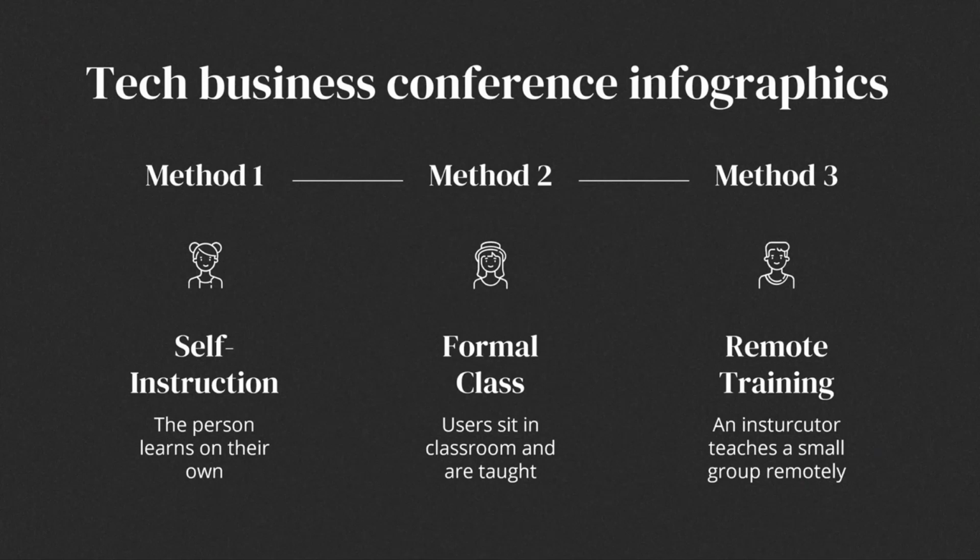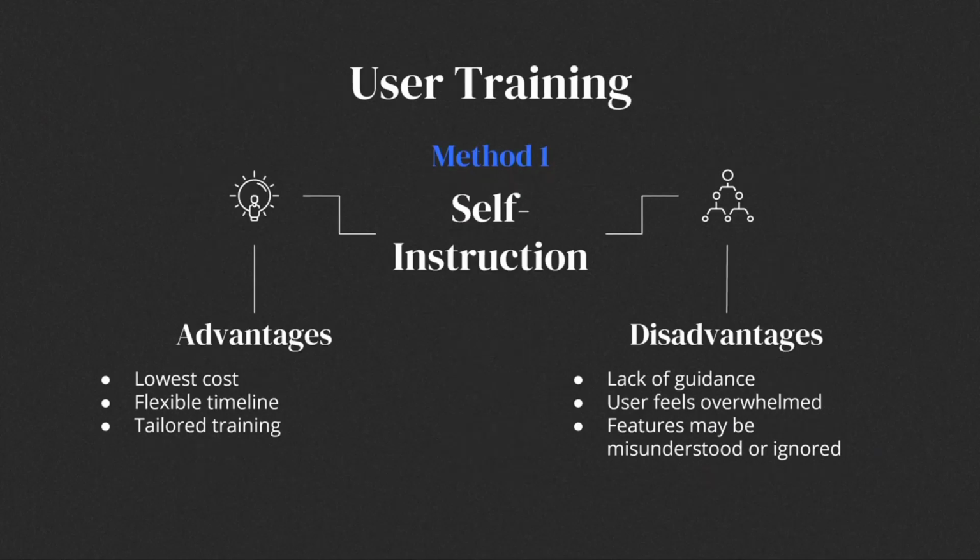Now, each of these methods has its advantages and disadvantages, which should be weighed up in order to understand their benefits and costs. First of all, is self-instruction. Now, the advantage is that this is the least cost. Basically, you're leaving the users on their own to figure out the system, to understand the system, and therefore it should not cost the company much. It also has a flexible timeline, as the users are able to learn with the system whenever they need, and it is tailored training. The user learns what they want to learn. They don't have to understand the entire software if they do not need to use all of the software.